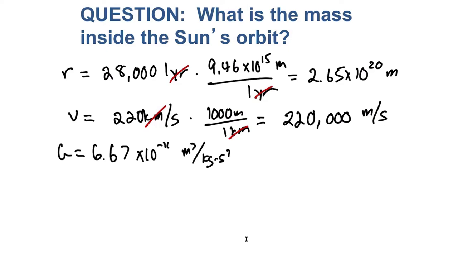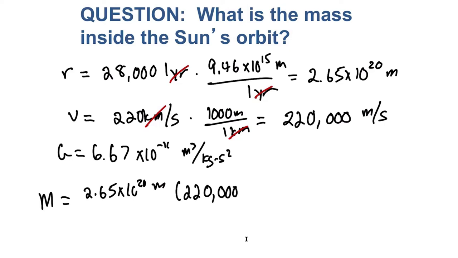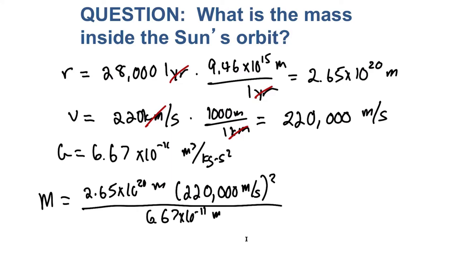And so we can plug all of this stuff in. M equals r, 2.65 times 10 to the 20 meters, times v squared, 220,000 meters per second quantity squared, divided by G, 6.67 times 10 to the negative 11 meters cubed per kilogram times second squared. Great. Throw all that into your calculator, and you're going to get a number that is 1.92 or so times 10 to the 41.